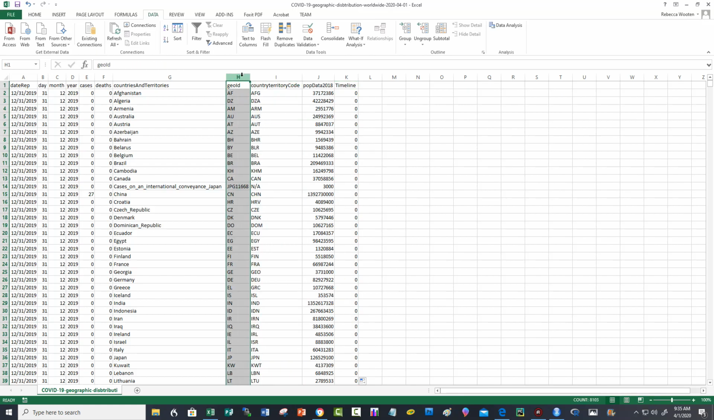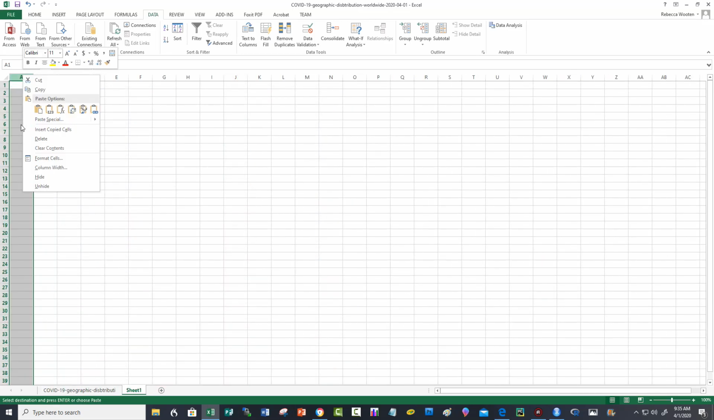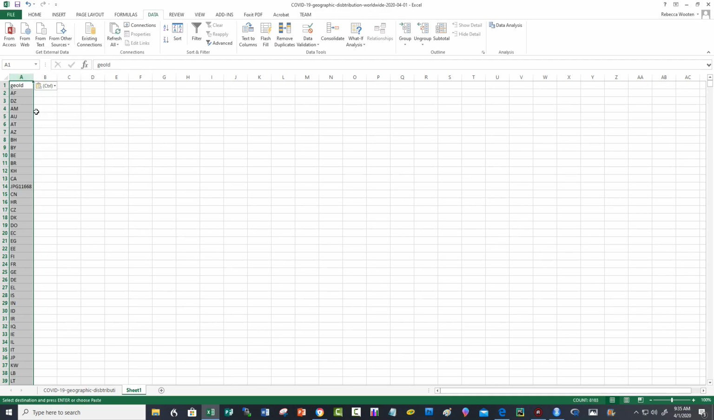So I'm going to take my GeoID. I'm going to drop it in a second worksheet just by pasting it there. But I want to remove all the duplicates. So I'm going to pick up this column. You could sit there and sort through them and figure out what is there, but this is the easiest way to do it. Remove duplicates.